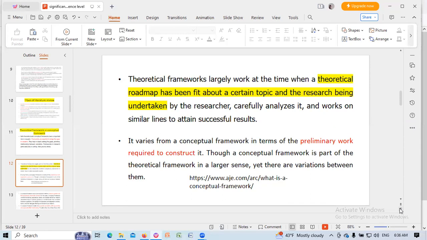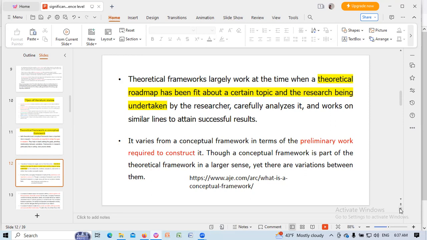But in contrast, the conceptual framework varies in terms of the preliminary work required to construct it. Several works have been done applying the similar theory. That is the preliminary work related to your topics.